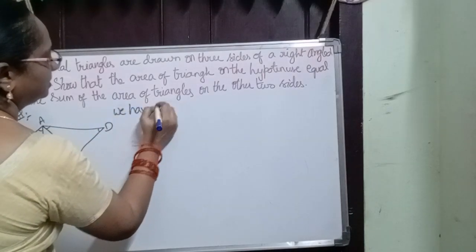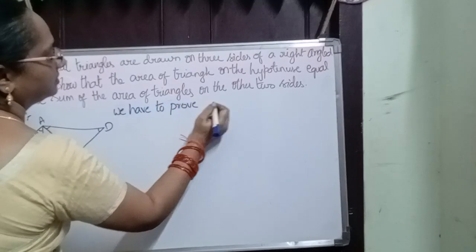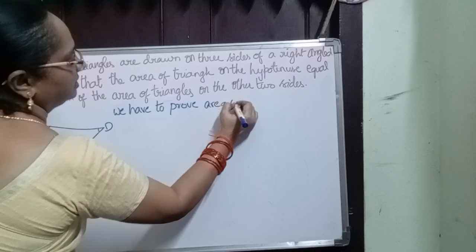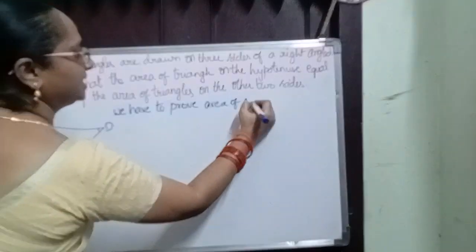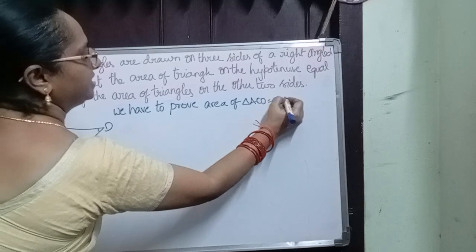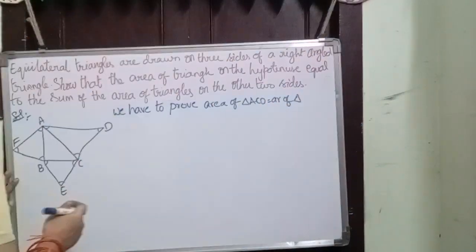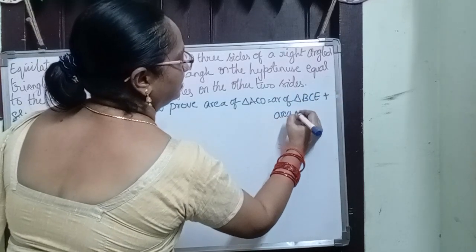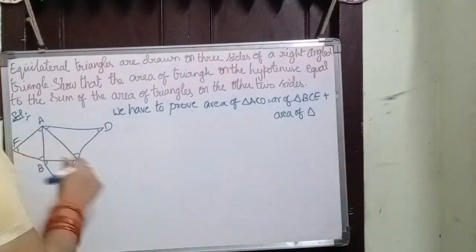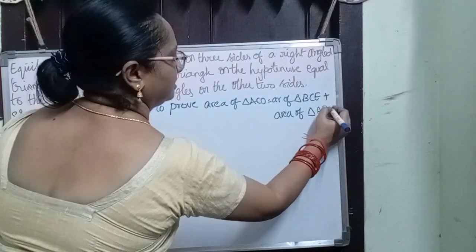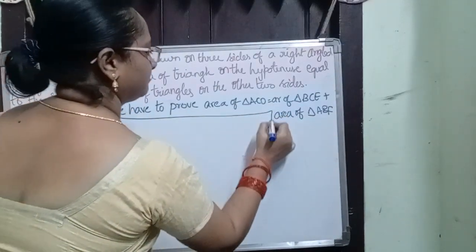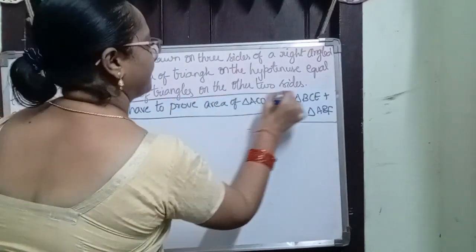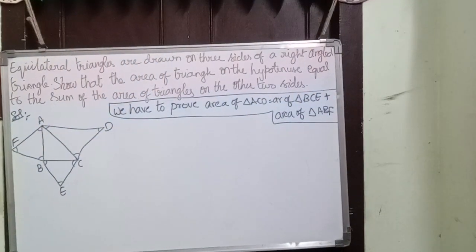We have to prove area of triangle ACD equals area of triangle BCE plus area of triangle ABF. That we have to prove. So for that, what we have to check first is the similarity of the triangles.